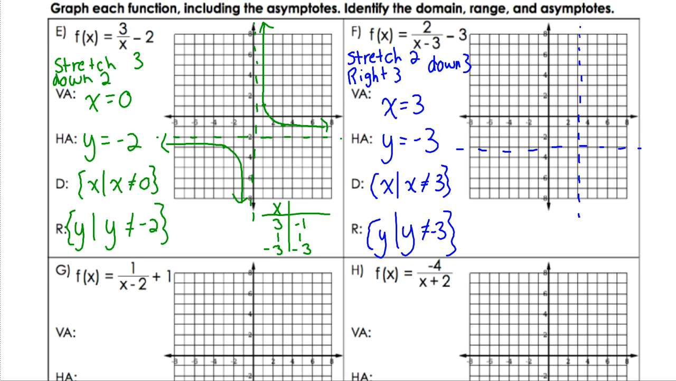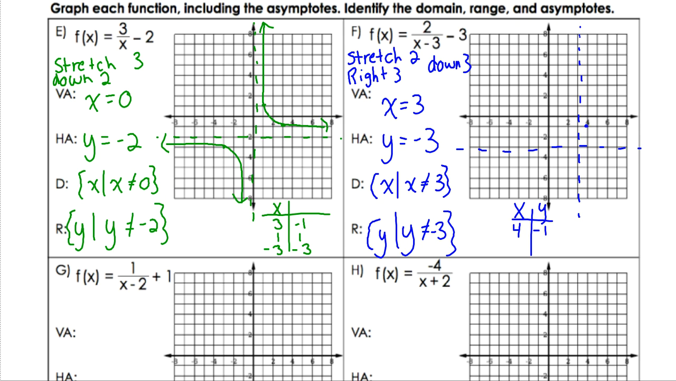Okay. So again, kind of depending on what your teacher expects from you, you can either find some key points by plugging in easy numbers to figure out. So in this case, some easy numbers. If I wanted to plug in 4, that would give me a 1 in the denominator because 4 minus 3 is 1. 2 divided by 1 is 2, minus 3 is negative 1. So I can see that at 4, I'm at negative 1.